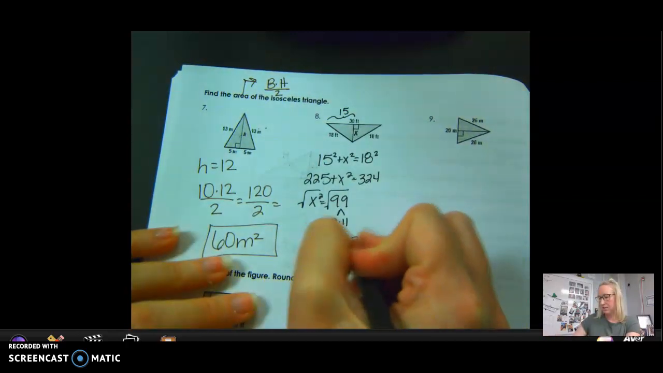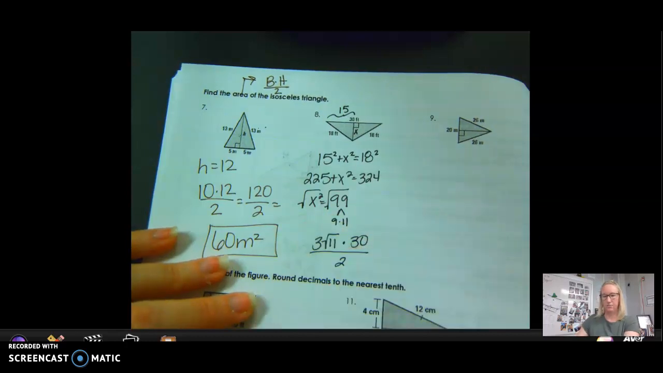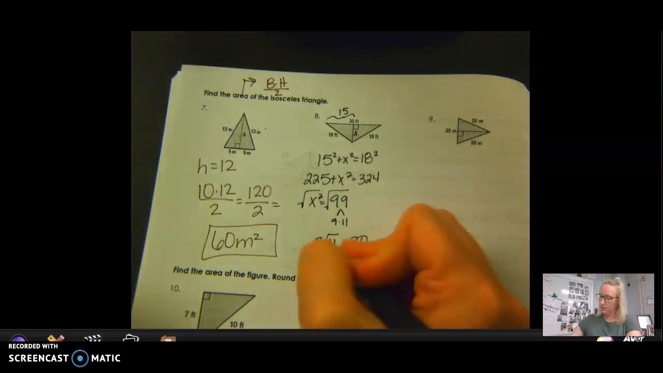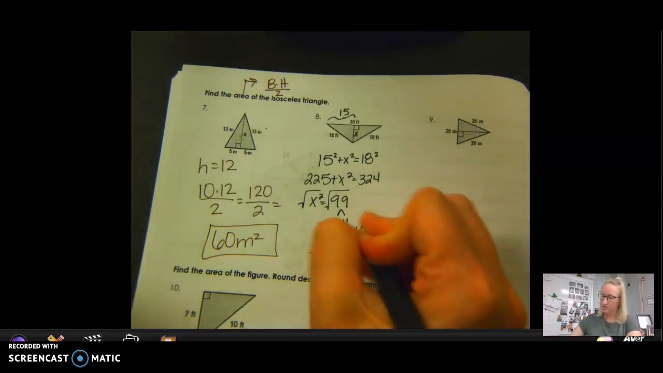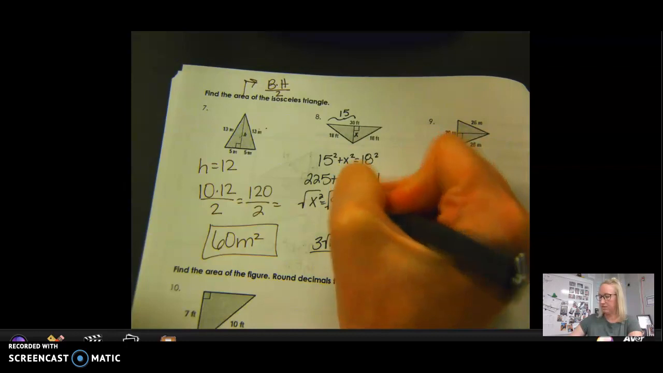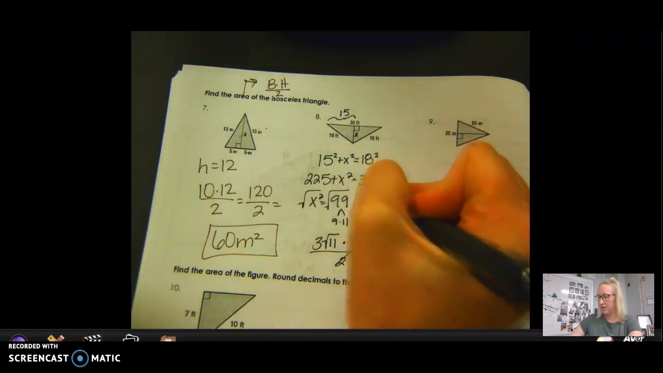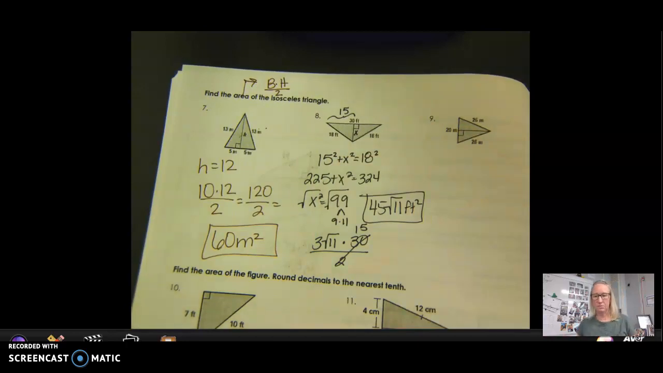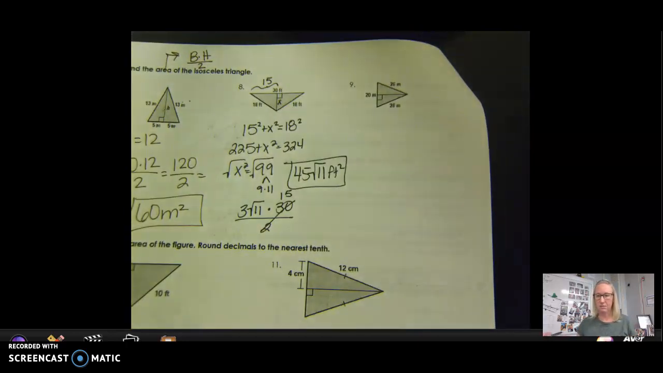Your base is 30, and you're going to divide that by 2. Okay? So really I can just take half of that. So 15 times 3 is 45 square roots of 11, and that is feet squared. Or if they wanted a decimal, you could turn that into a decimal pretty easily, right?